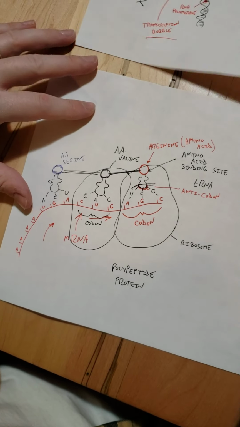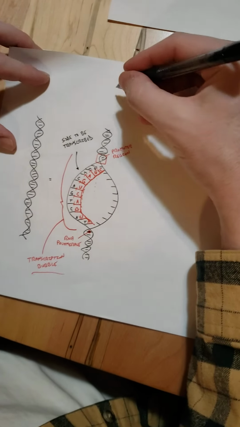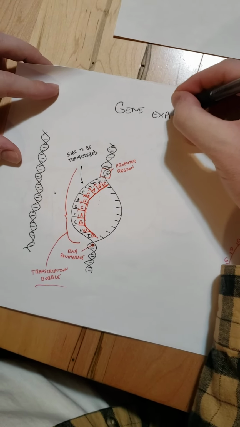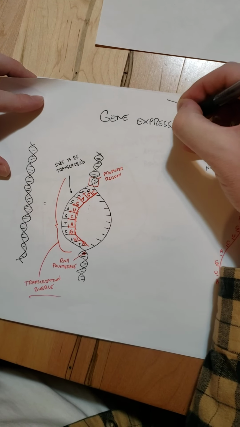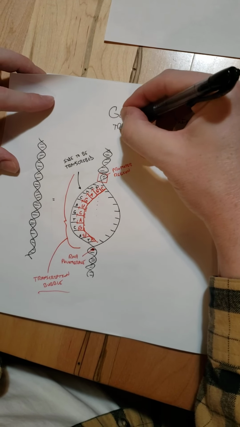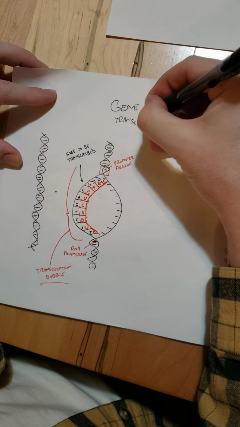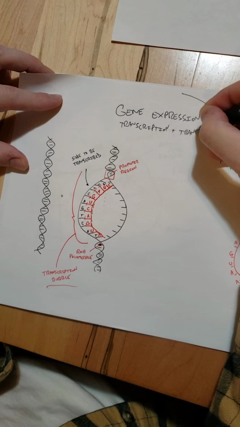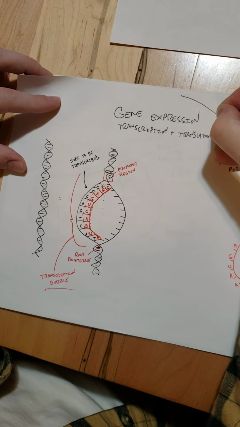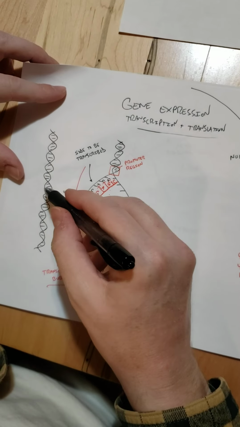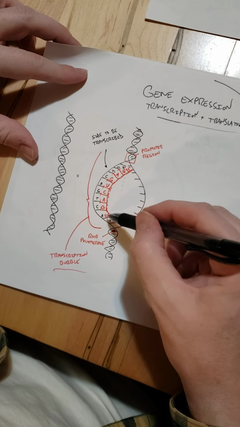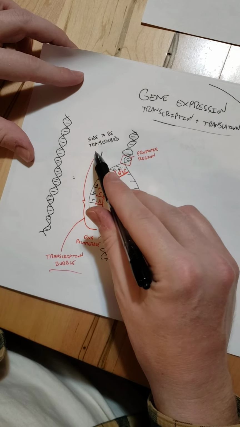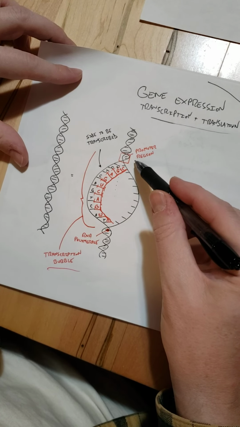So to kind of recap the whole thing, both these steps would be called gene expression. And that's transcription plus translation. So we start with DNA. There's a piece of DNA that's to be transcribed because we need to make a protein to do something within our cells. It starts at the promoter region.